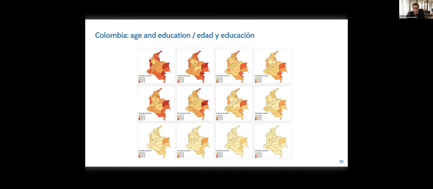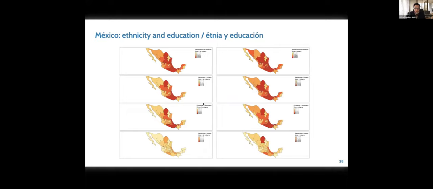And here you have Mexico, the cross of ethnicity and education. And here you have sex and education in order to take a look at whether there are some gaps.